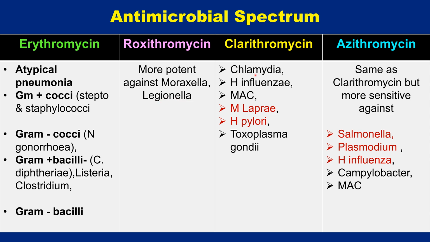Clarithromycin is sensitive against Chlamydia species, H. influenzae, MAC, Mycobacterium leprae, H. pylori, and Toxoplasma gondii. Azithromycin is the same as clarithromycin, but has more sensitivity against Salmonella, Plasmodium species, H. influenzae, Campylobacter jejuni, and MAC.